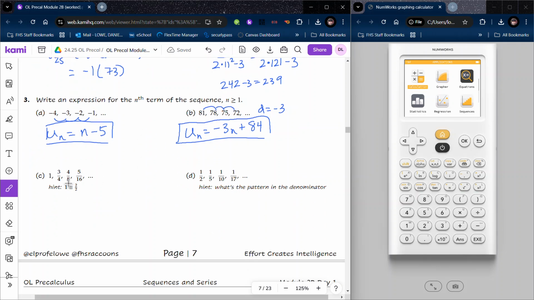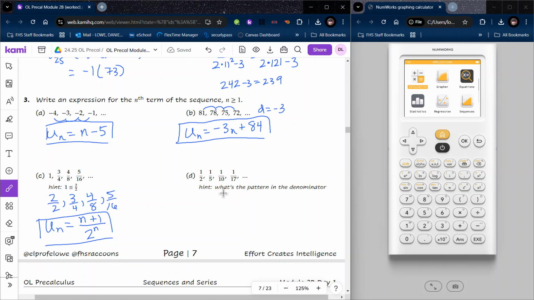All right, if I look to my next piece, we get this hint that 1 is equivalent to 2 over 2. So I'm going to rewrite this as 2 over 2, 3 over 4, 4 over 8, 5 over 16. And so we can see our pattern here. It looks to be that the numerator is increasing by 1 each time, while the denominator is a power of 2. So I might say it's going to be n plus 1 for the numerator and 2 to the nth power for the denominator. And so there I have my nth term.